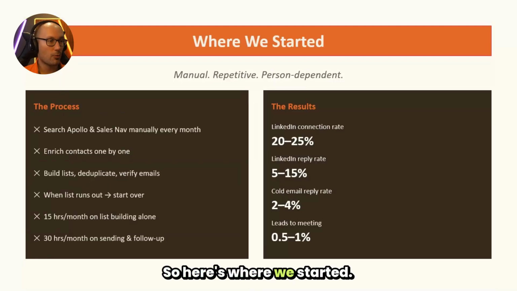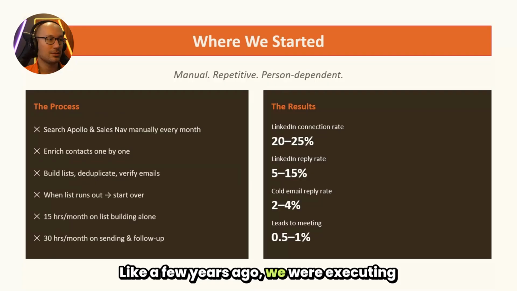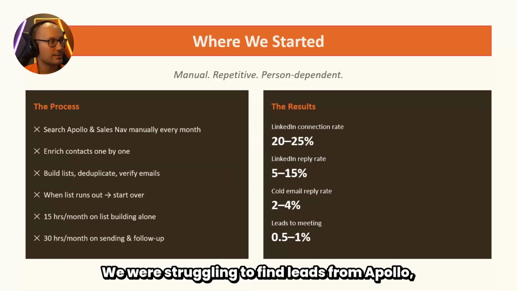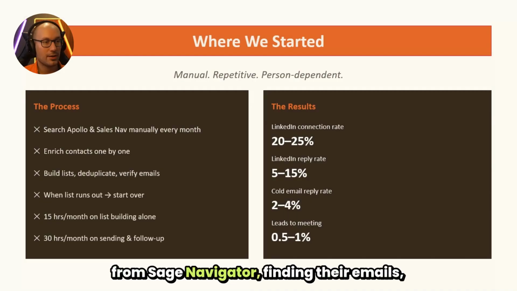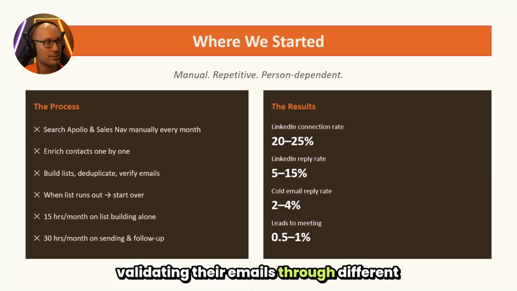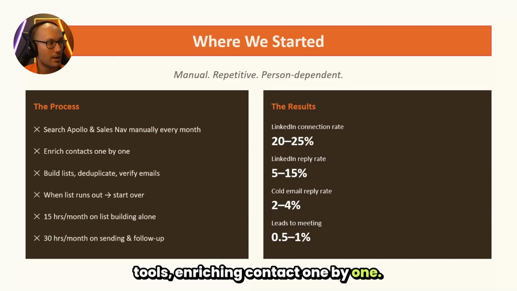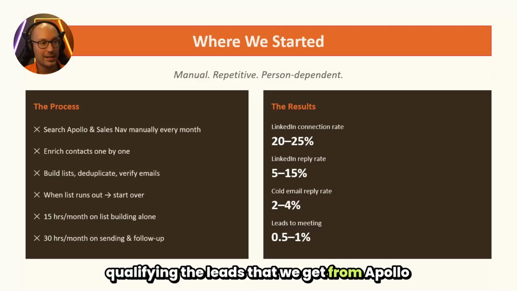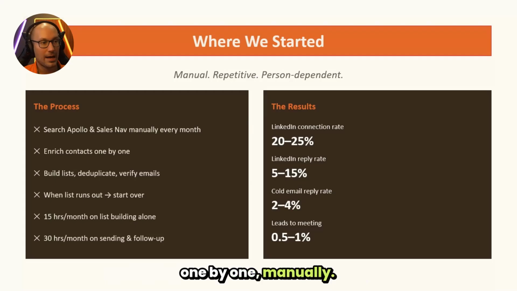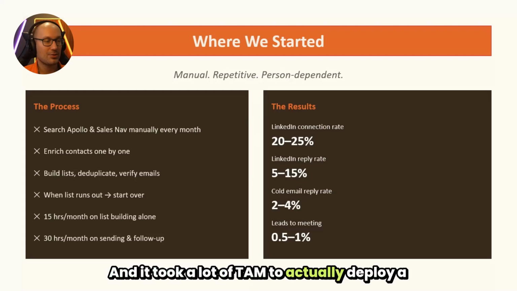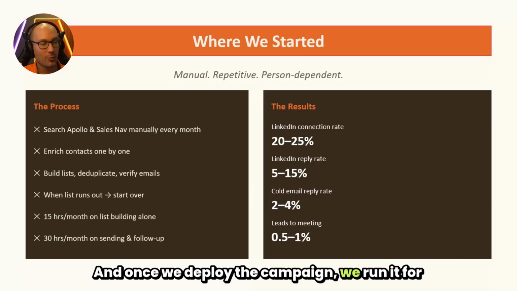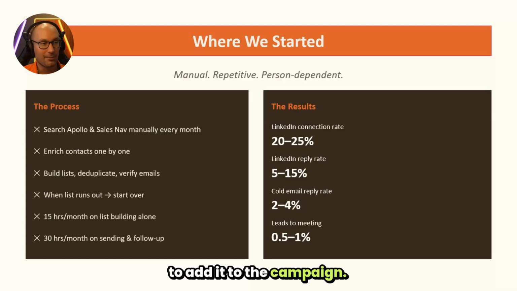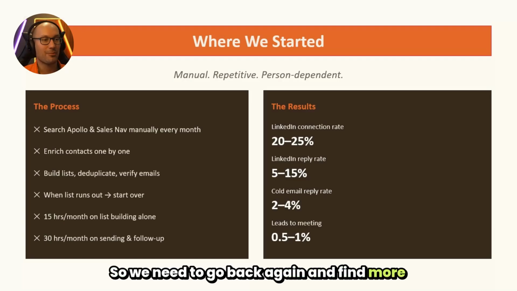So here's where we started. A few years ago, we were executing different campaigns. We were struggling to find leads from Apollo and Sales Navigator, finding their emails, validating their emails through different tools, and reaching contacts one by one. We actually had one person qualifying the leads that we got from Apollo one by one, manually. It took a lot of time to deploy a campaign. Once we deployed the campaign, we ran it for a month, and the next month we didn't have more leads to add to the campaign. So we needed to go back again and find more leads, and so on.